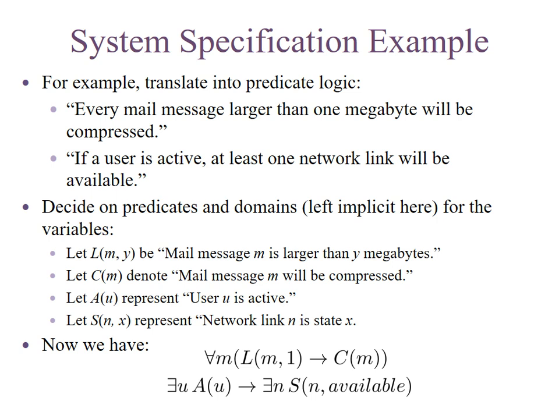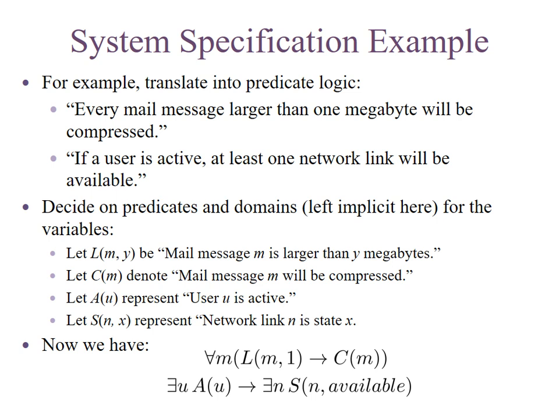Okay, so we don't need to consider one network link. We only need to consider how to express that the network link will be available. So we can use S of n, x. That means network n is x. So x means available or not available.